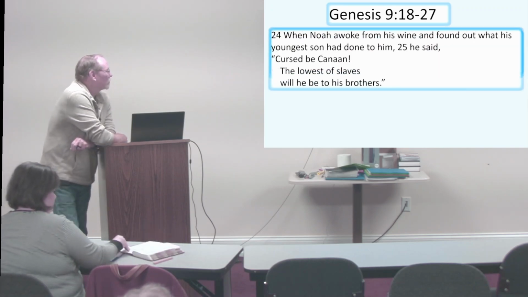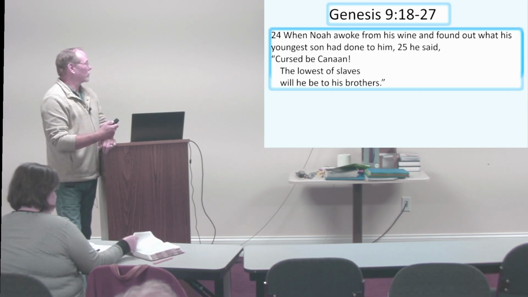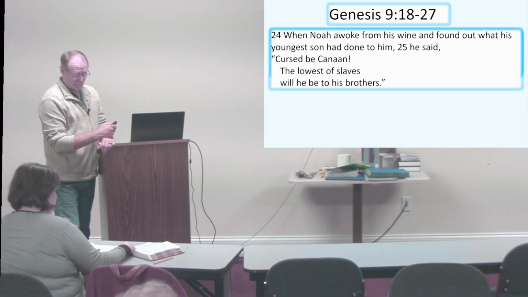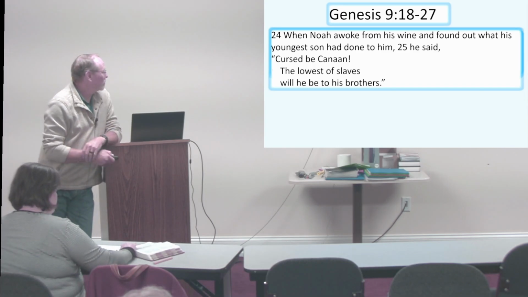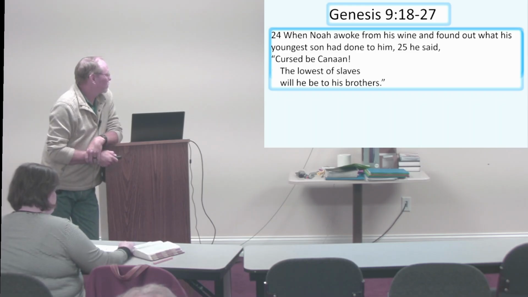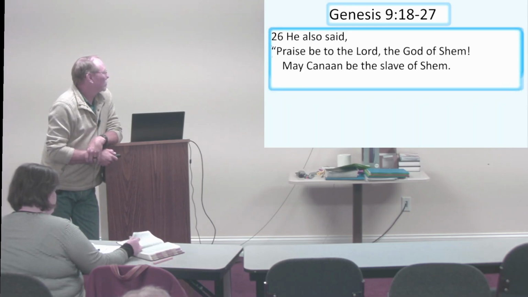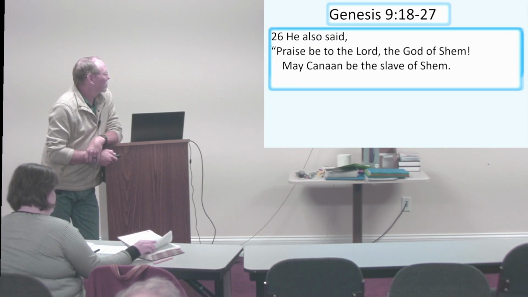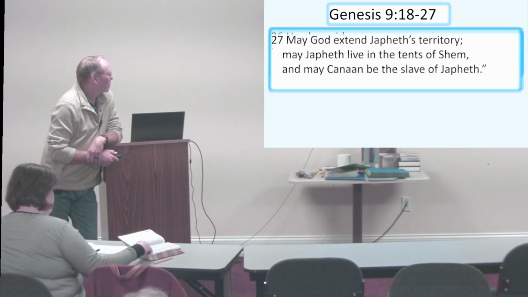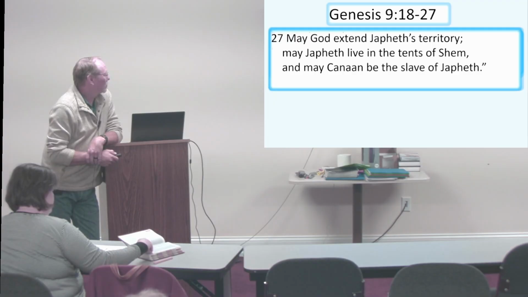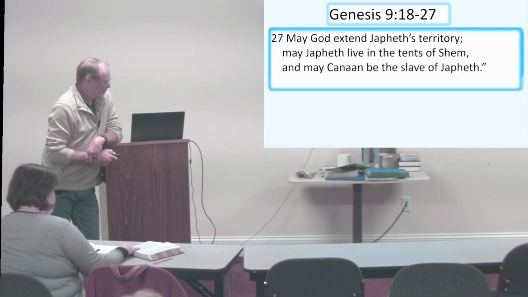When Noah woke from his wine and found out what his youngest son had done to him, he said, "Cursed be Canaan, and the lowest of slaves will be to his brothers." He also said, "Praise be to the Lord, the God of Shem. May Canaan be the slave of Shem. May God extend Japheth's territory. May Japheth live in the tents of Shem, and may Canaan be the slave of Japheth."